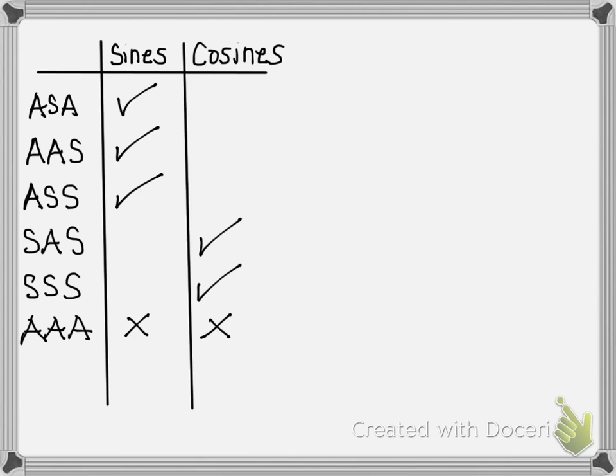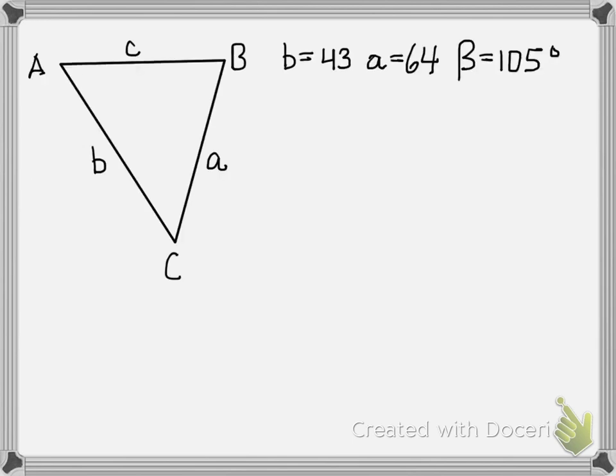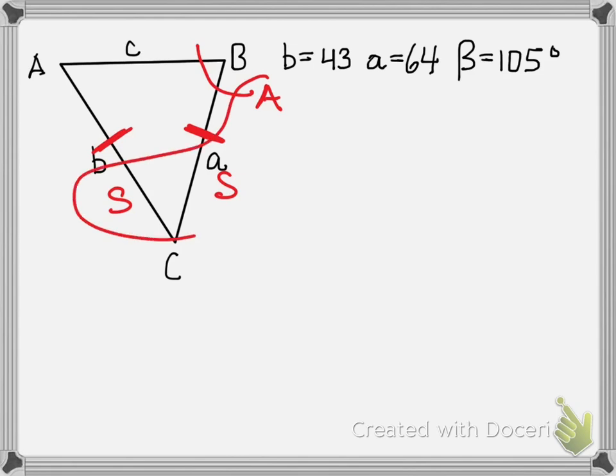So these are all the ways that the three pieces of information can be given and which law I need to use in order to solve the triangle. Maybe we'll keep referring back to that. Let's go to this one and think about this one in those terms. I'm given side B, side A, and angle B. That's an ASS. Angle, side, side.